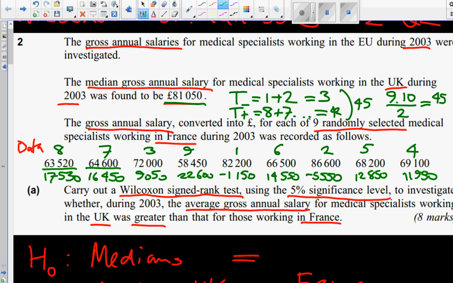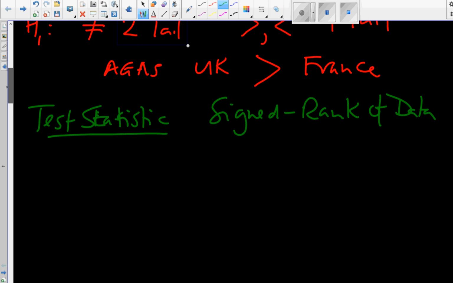So that's what it should add up to if we just added 1 to 9 up. So that is correct. So we now know that our calculations are correct, and it's worth doing that because you can lose a lot of marks for little mistakes like that. So now let's take our two numbers down to use as our test statistic.